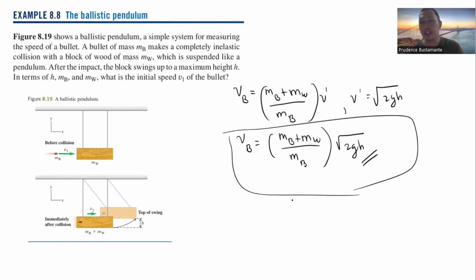Okay, you can also get the final velocity of the bullet and the wood. You can get their final velocity. They have the same velocity, using the square root of 2 times g times the height, as long as you know the height. So this is a very good example. Thank you for listening.